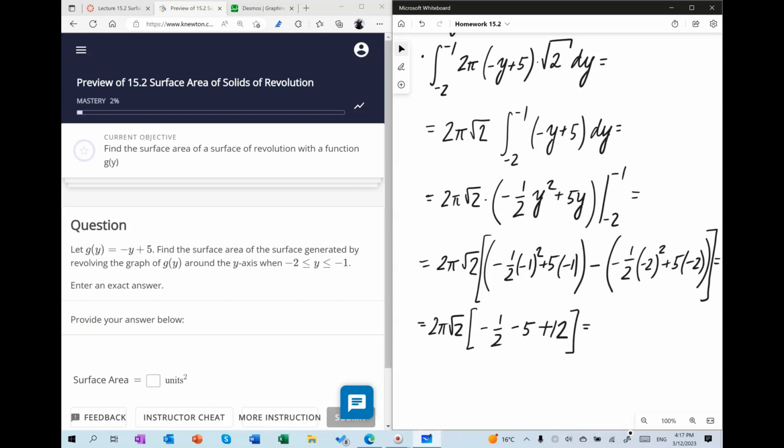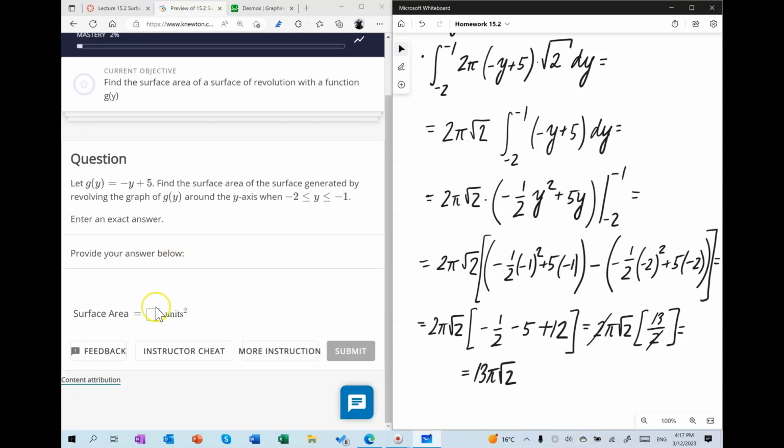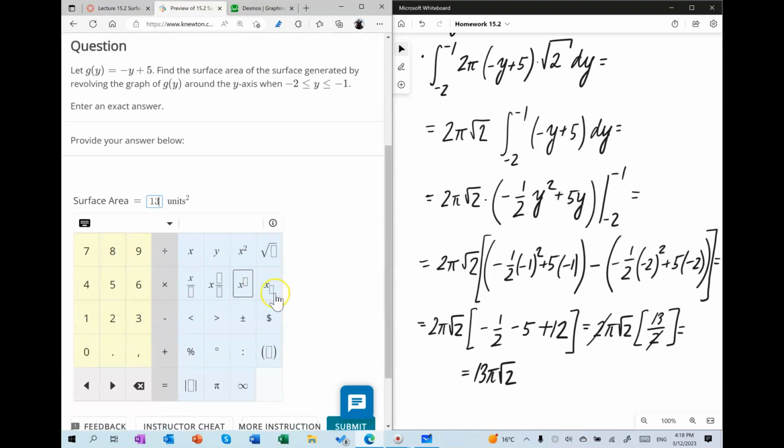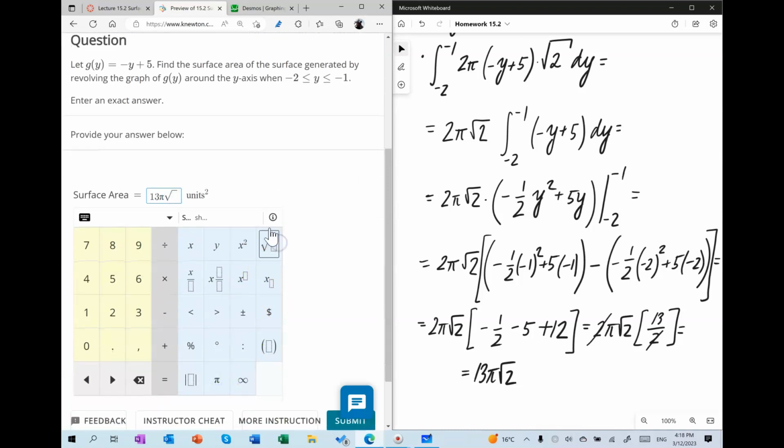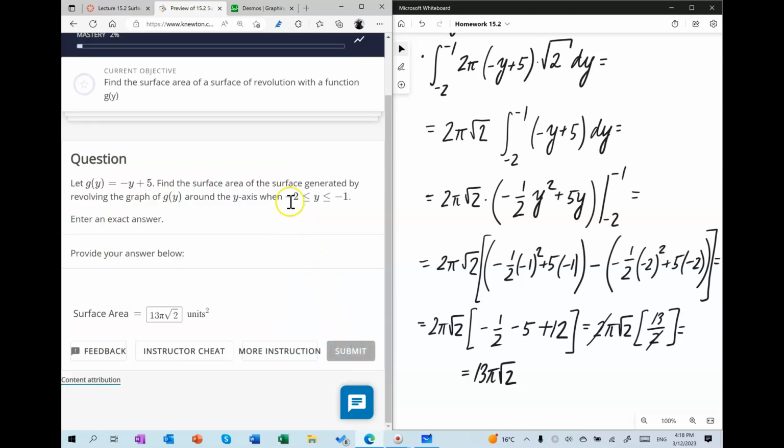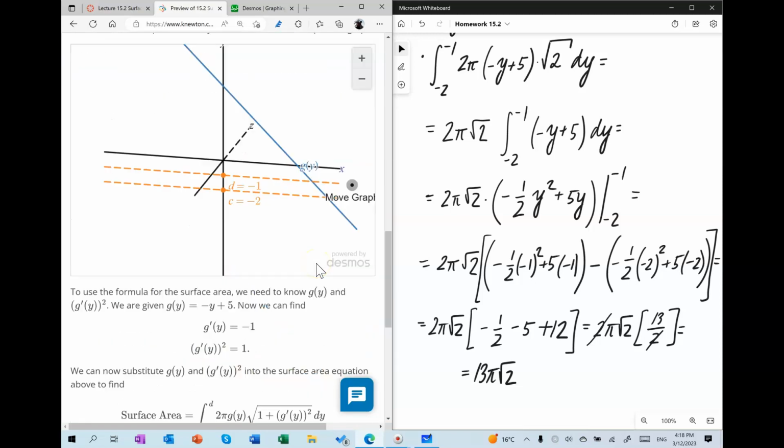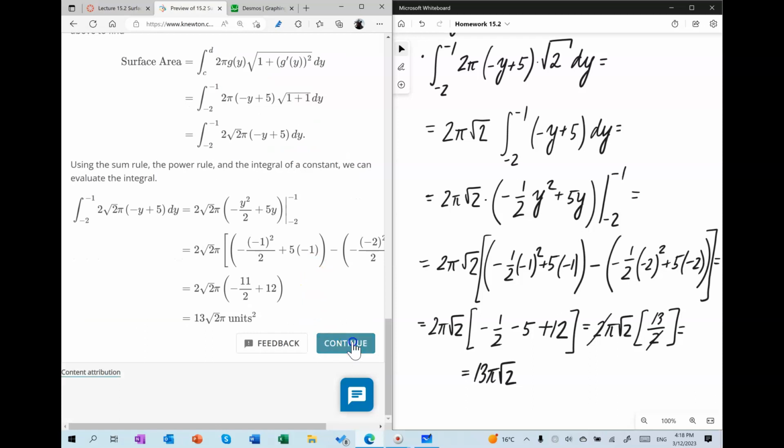And it should be pretty simple to finish this. -5 plus 12 is 7. 7 minus 1/2 is 6.5. And 2 times 6.5, so we have 13 pi square root of 2 would be my final answer. Let's see if it's correct. 13 pi square root of 2. All right.